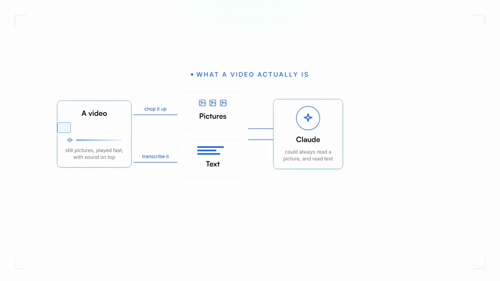So the way it works is actually simpler than it sounds. Basically, a video is really a bunch of still images being played really fast, one after the other, and then we add audio on top of the images. So that's basically what a video is. So what we do is whenever we get a video, we chop it up into still images and then we transcribe the audio. And since Claude can read text and read images, that's what we feed Claude. And then Claude now says what's in the video. And that's how we give Claude the ability to analyze our video.